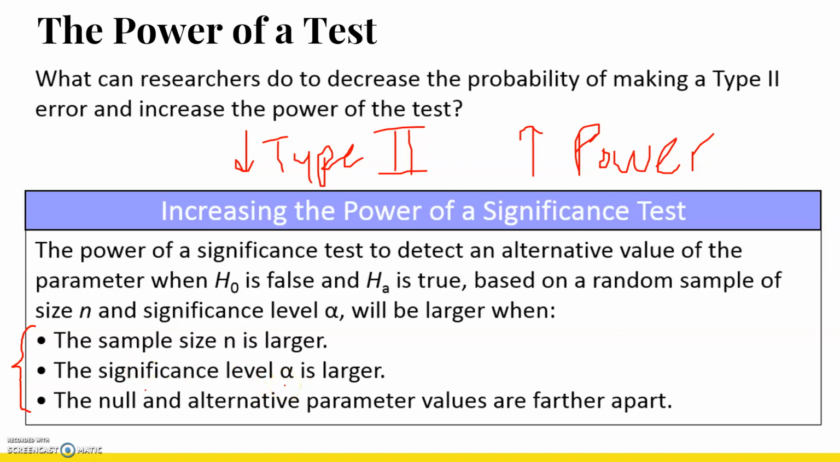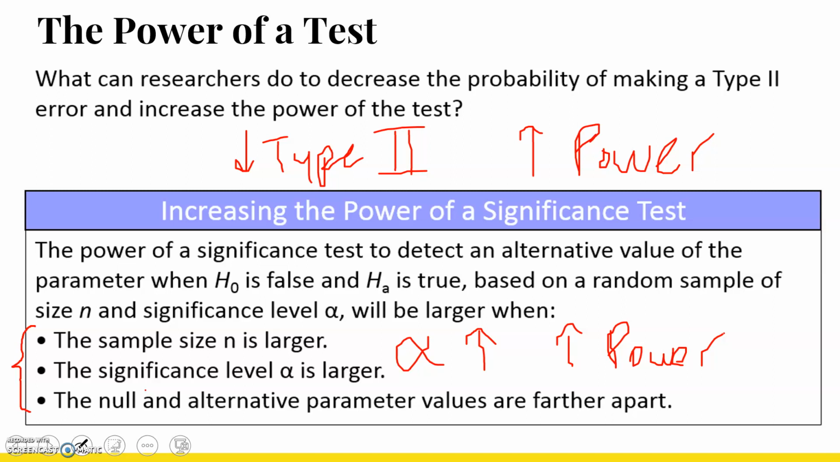Okay, so one other thing I did want to mention is your alpha level. When alpha goes up, power goes up. When sample size goes up, power goes up, and likewise with alpha going up, power will also go up. So actually when your type 1 error probability goes up, your power will also go up.